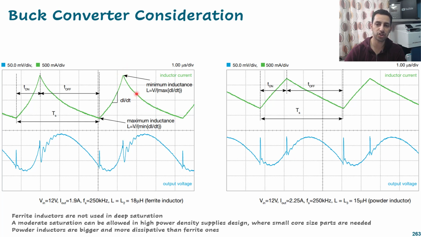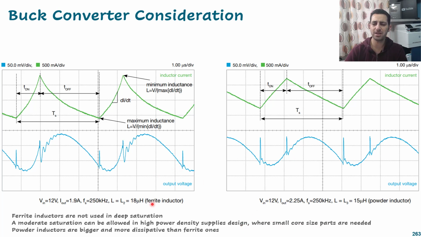If you see that shape on your oscilloscope for the inductor current, that means you are saturating your inductor, and that might sometimes affect the output waveform, but it depends on the circuit, the output load and the inductance as well. Ferrite inductors are not used in deep saturation. We might go for a little bit of saturation, but not deeply, because the current will rise very high and that might damage your switches. A moderate saturation can be allowed in high power density supply designs, where small core size parts are needed.